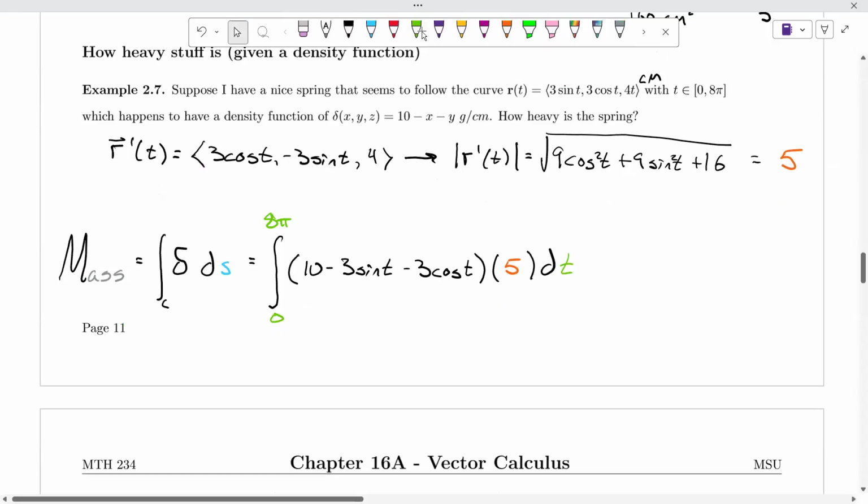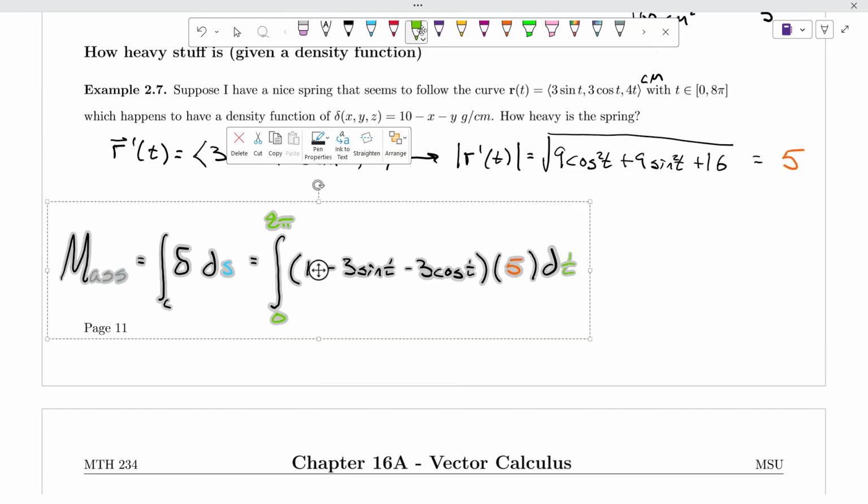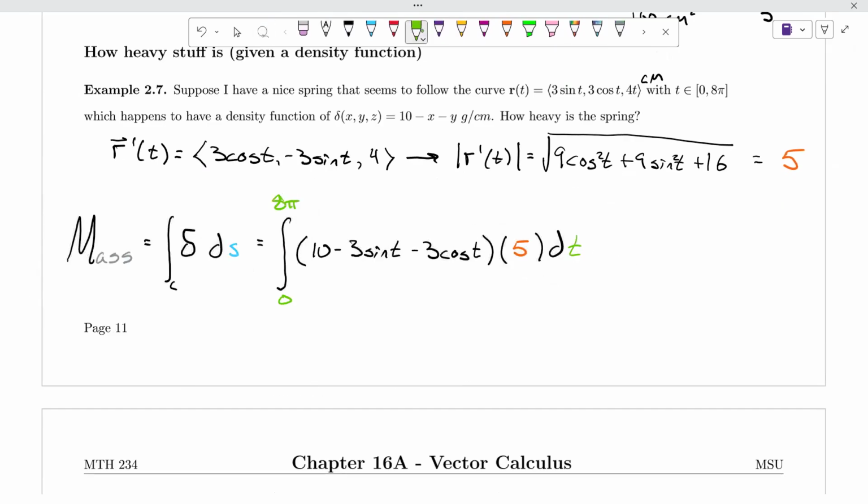And now from here, I'm going to use a few rather handy integration techniques that I recommend you refresh yourself on if it's been a minute. So if I multiply that 5 through, I'll get 10 times 5, which is 50. 50 times a constant. Integrating from 0 to 8 pi means I'm going to get 50 times 8 pi.